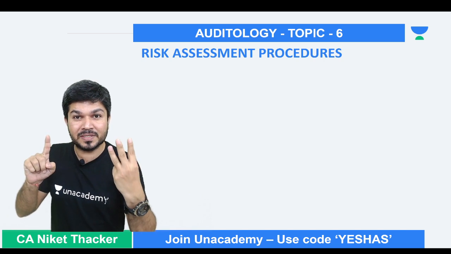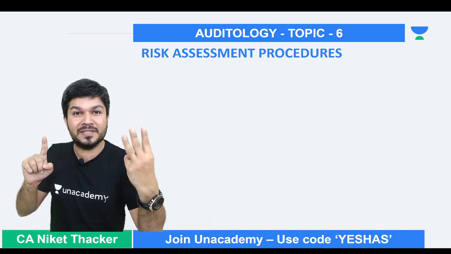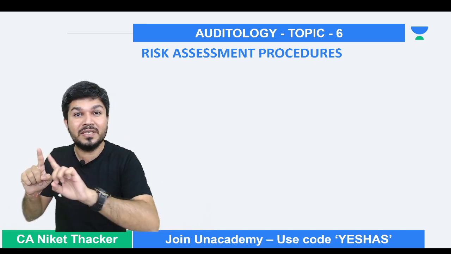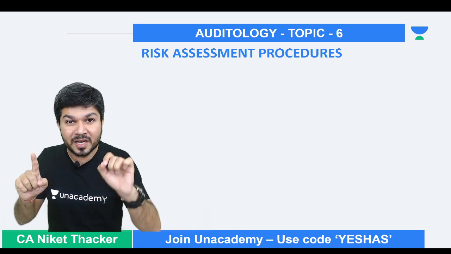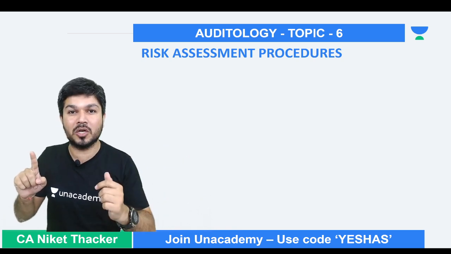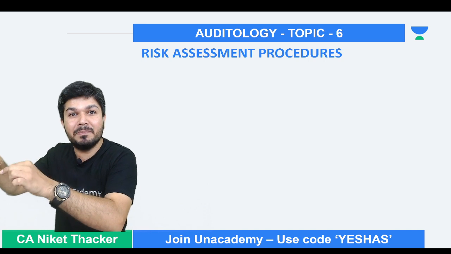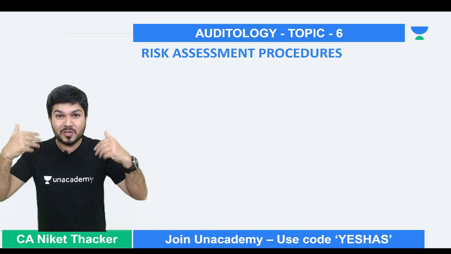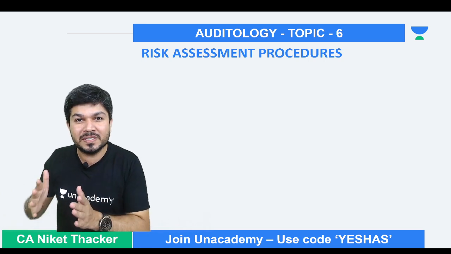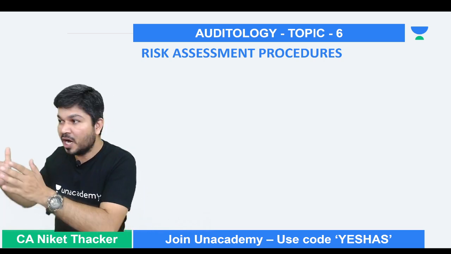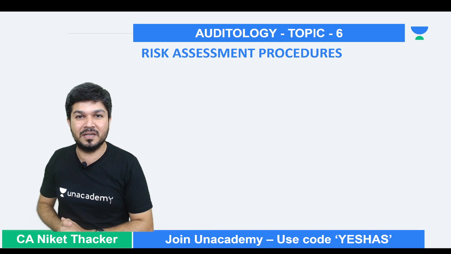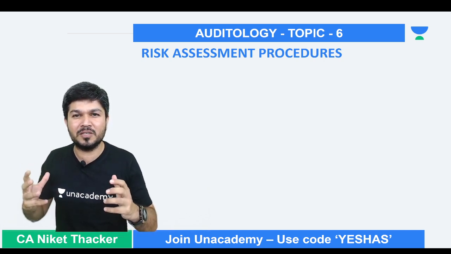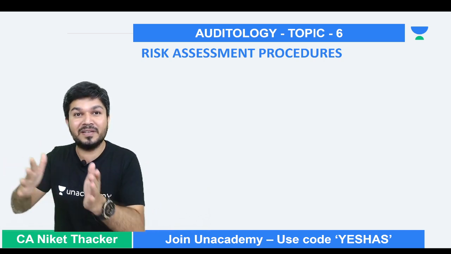So under your risk assessment procedure, you obtain understanding of internal control. You don't test the controls. Whether controls are operating effectively or not, that's a part of the word compliance procedure. So based on the result of risk assessment procedure, you decide how much compliance procedure, how much substantive procedure to be done. Sir, what is this compliance procedure, substantive procedure? This we'll learn in next term.